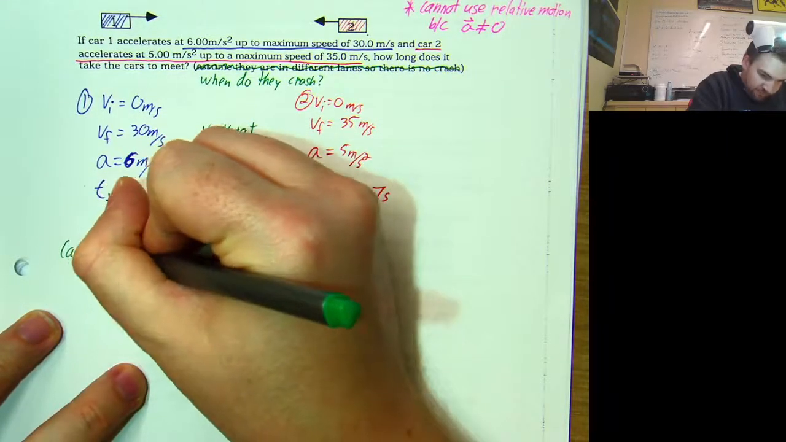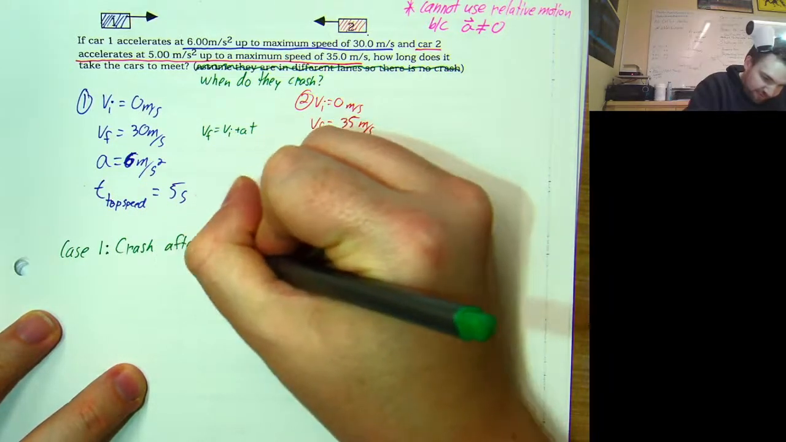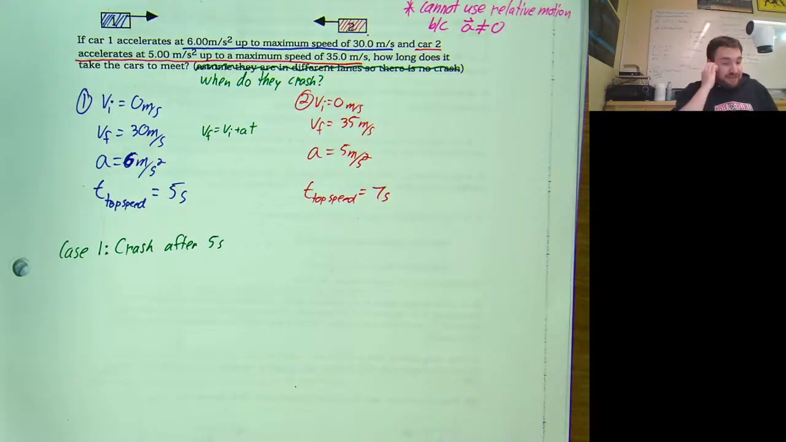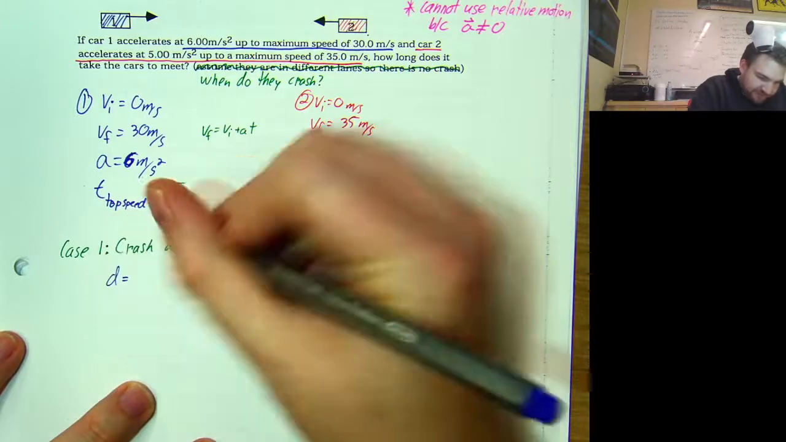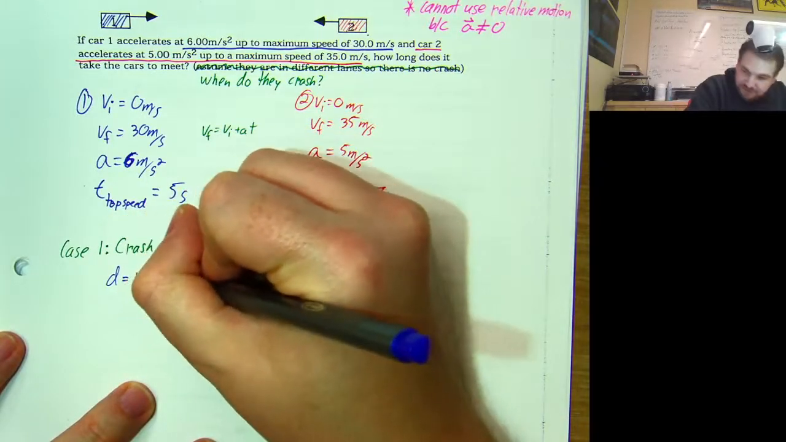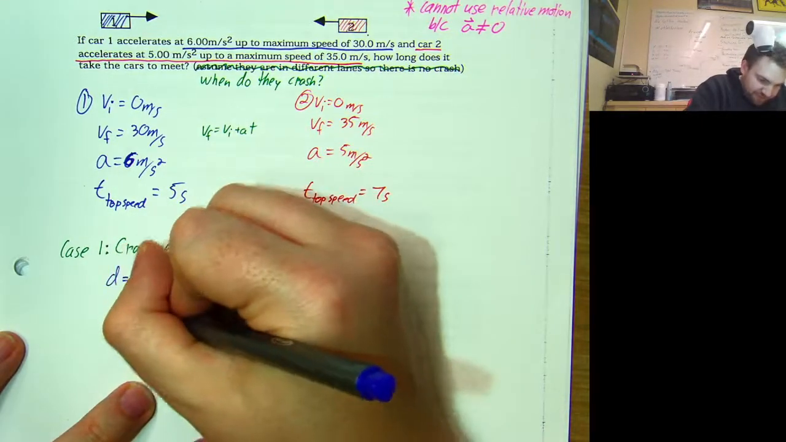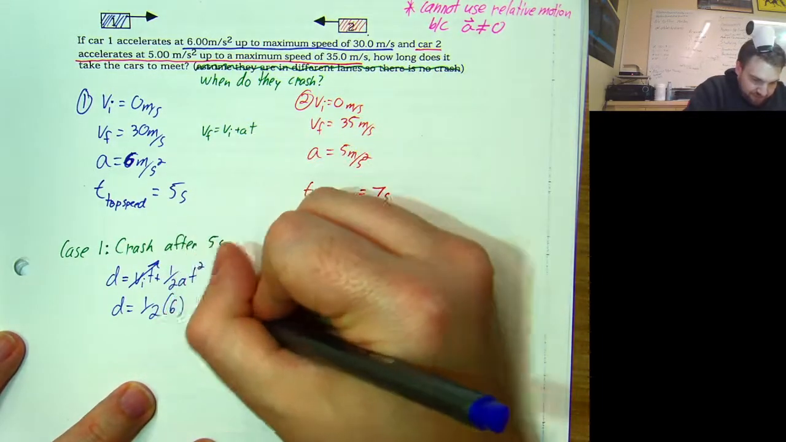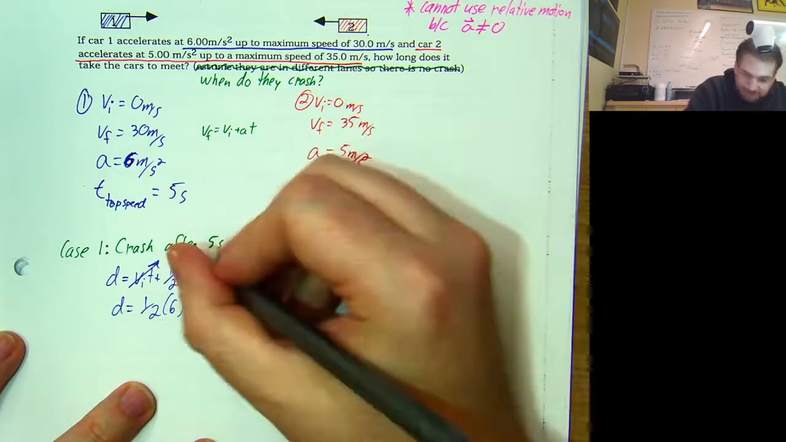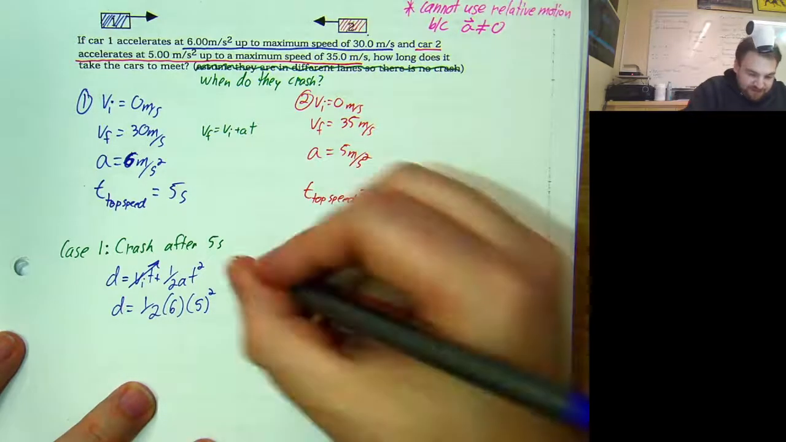Case 1 is crash after 5 seconds. And so if they've crashed, that means that together their distances have combined to cover that 300 meters. So let's see if they have. We want to figure out the distance. So it's going to be d equals VIT plus half AT squared. I'm going to use this formula here. VI is 0. The distance traveled is going to be 1/2 times the acceleration, which was 6, times my time, which was 5, squared. So it's going to be 25 times 6 is 150, and half of that is going to be 75 meters.